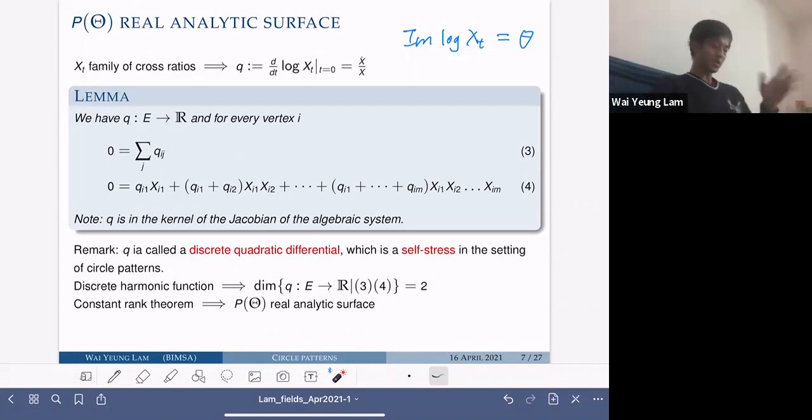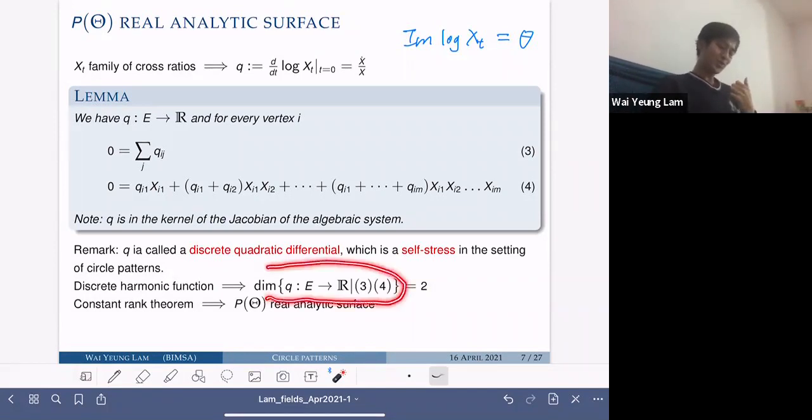This Q we also call a discrete quadratic differential. If you have heard my talk at ICERM last year on this topic, I explained how it is related to the self-stress. In fact, this quadratic differential is really the self-stress in the setting of circle patterns.